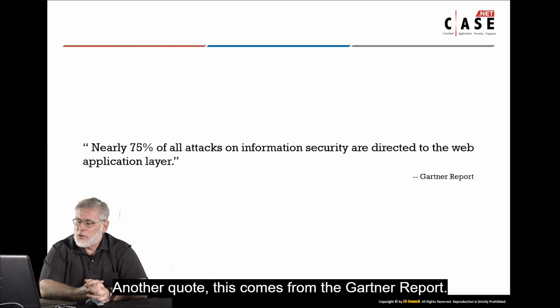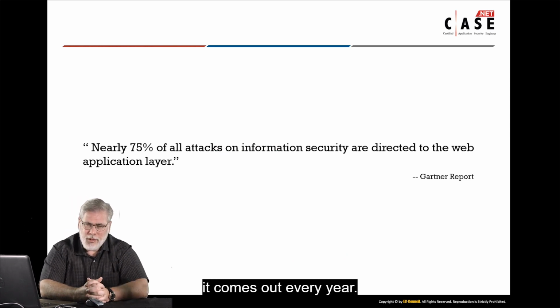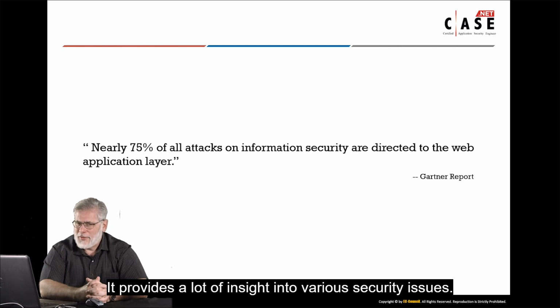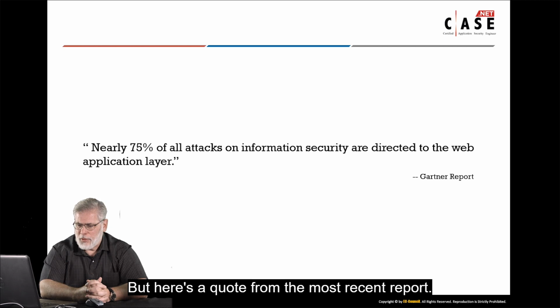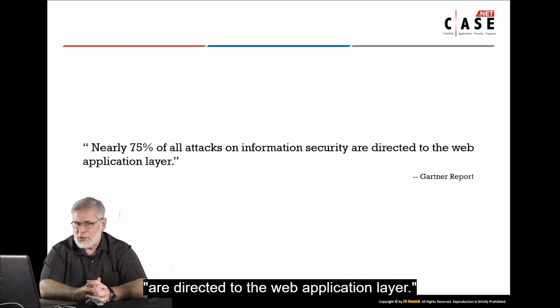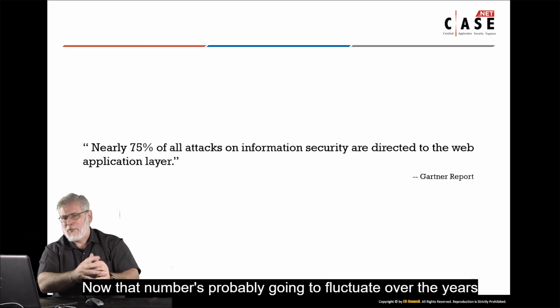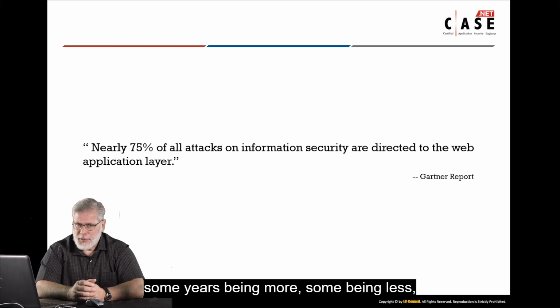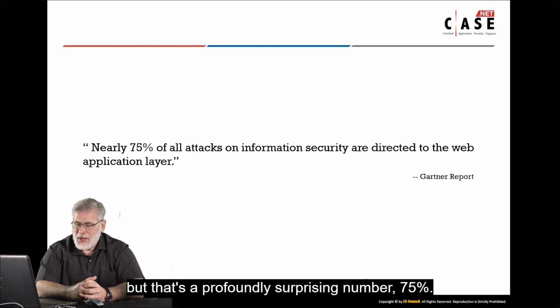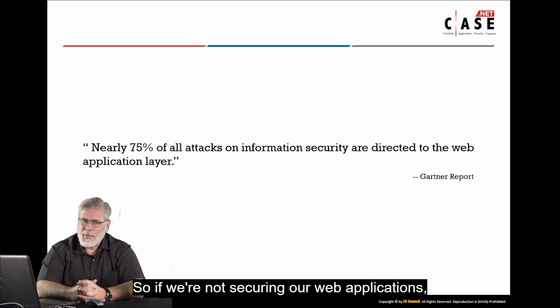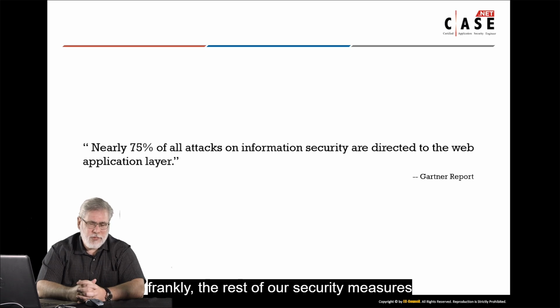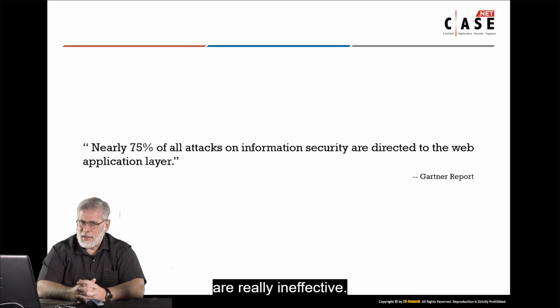Another quote, this comes from the Gartner report. If you've never viewed that report, it comes out every year and provides a lot of insight into various security issues. But here's a quote from the most recent report. Nearly 75% of all attacks on information security are directed to the web application layer. Now that number is probably going to fluctuate over the years, some years being more, some being less, but that's a profoundly surprising number, 75%. So if we're not securing our web applications, frankly, the rest of our security measures are really ineffective.